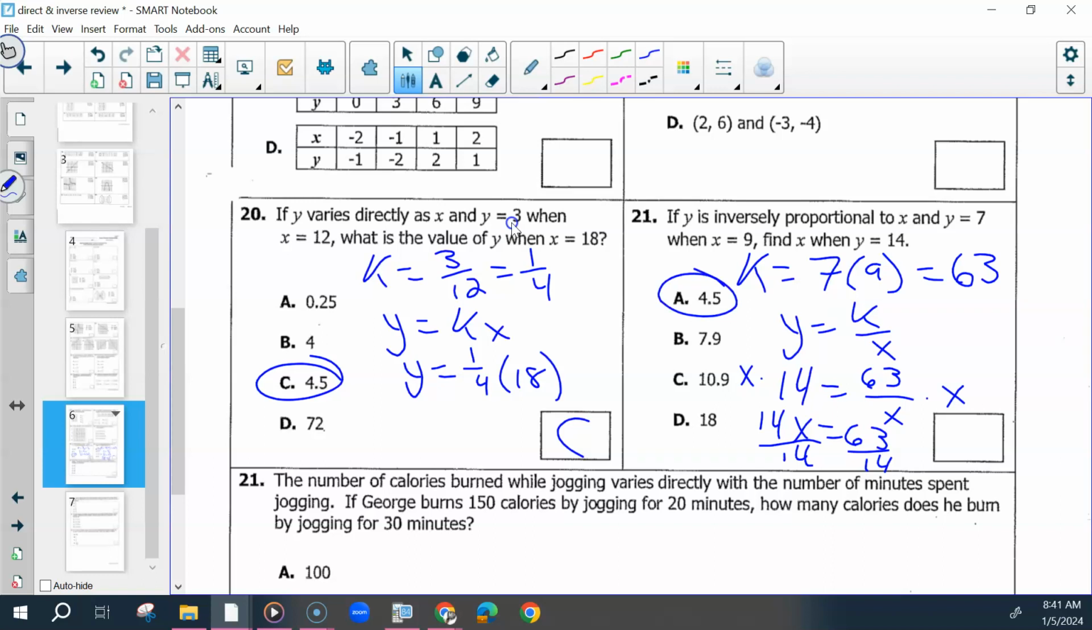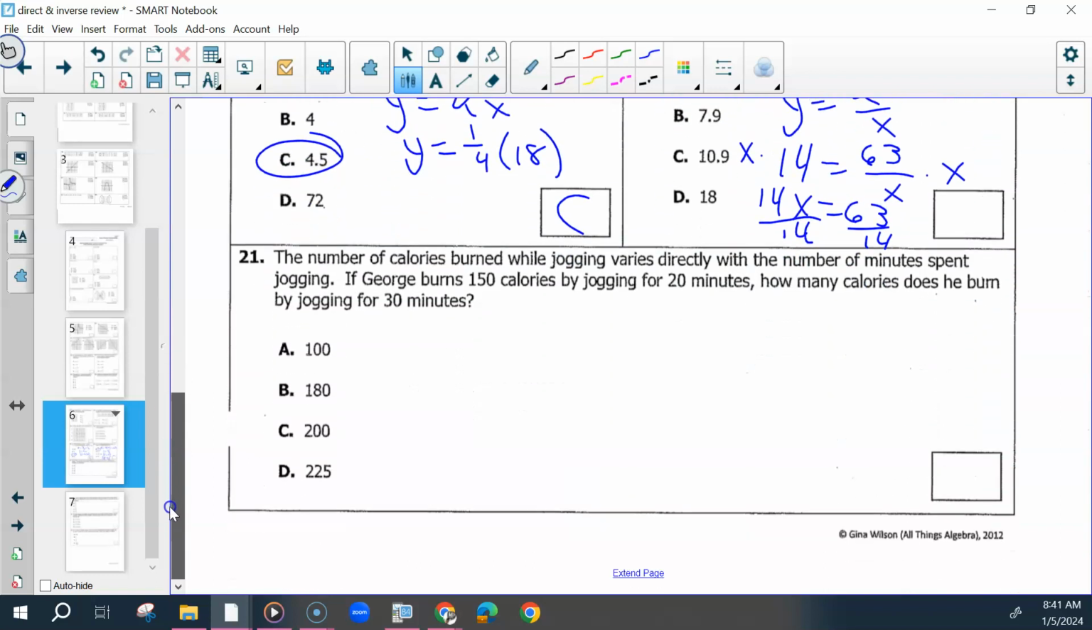Other questions? Yes, I think we've already done this, but we can do it again.